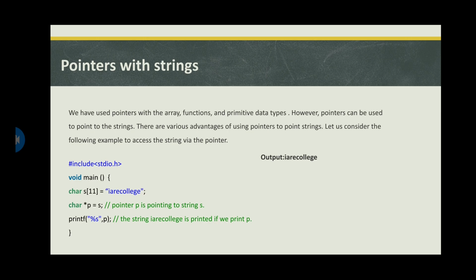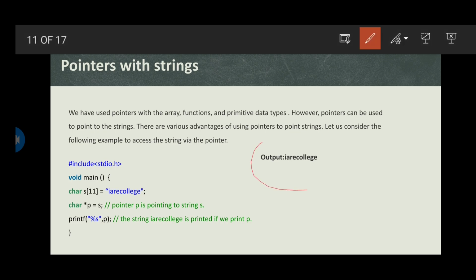Following is an example to access the string via a pointer. Define hashtag include standard library stdio.h. Next, void main, write the code s of 1 is equal to "IRE call it". Now let us define a pointer star p for the character array s. Now just print the p, using printf of percentage s. Now you can see the output on my screen: IRE call it.